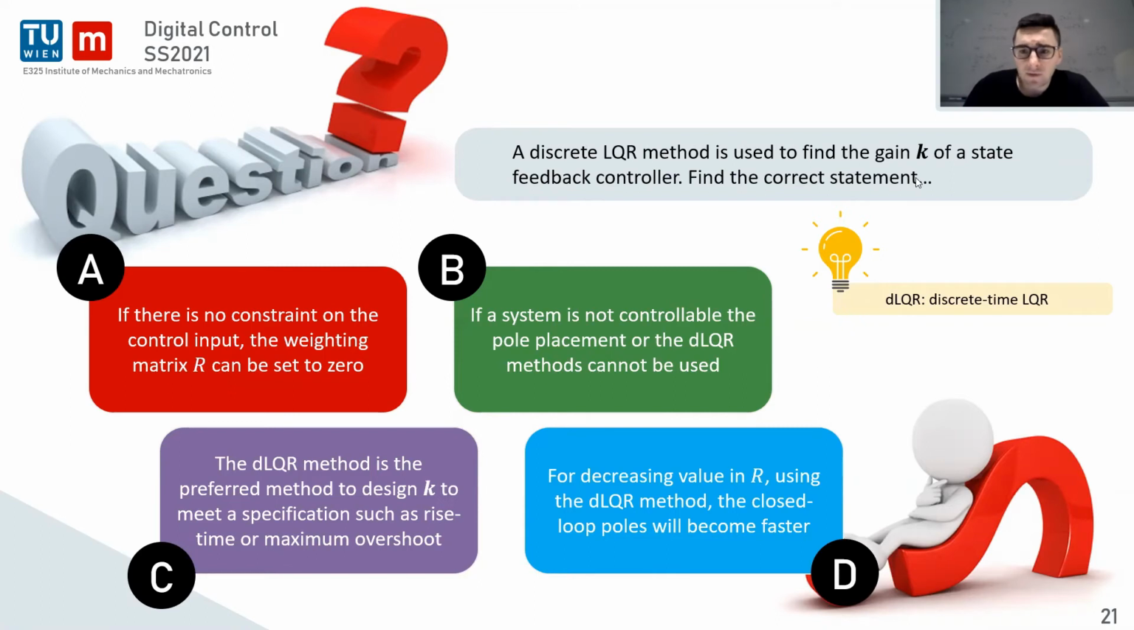Okay, so results are B and D. So let's take each statement quite rapidly. This is the first one. If there's no constraint on the control input, the weighting matrix R can be set to 0. This is wrong. This is really, really a bad idea.